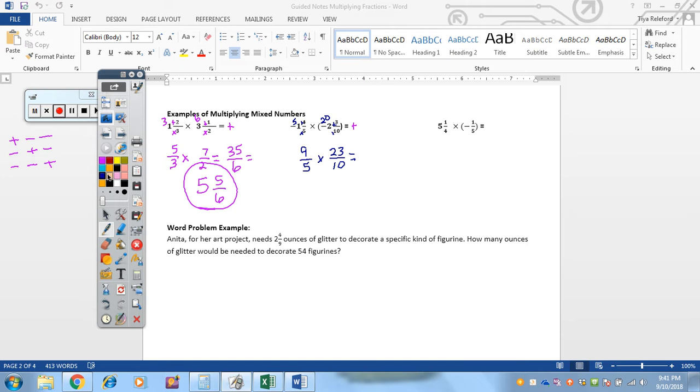All right, can I simplify 9 and 10? No. 5 and 23? Unfortunately, no. So I'm going to have to multiply on scratch paper somewhere. 23 times 9. You can't do it in your head and you don't want it junking up your workspace. I have 207. It may or may not be right. 5 times 10 is 50.